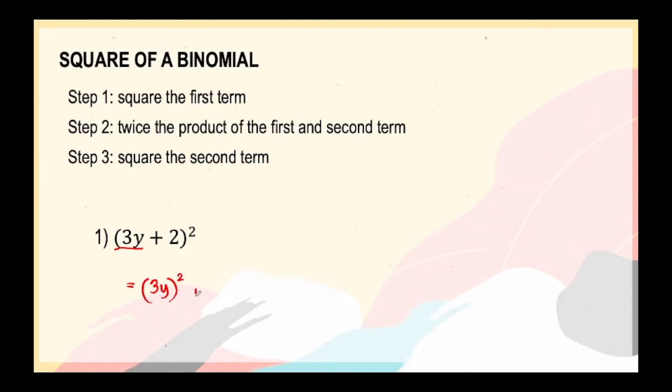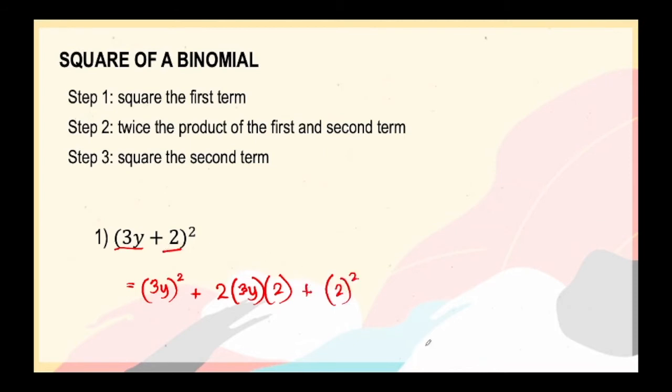Next, step 2 is get twice the product of the first and the second term. So we're going to get twice of the product of the first and the second term. Now for step 3, it says that you are to square the second term. The second term in this given is positive 2. So we're going to square positive 2.